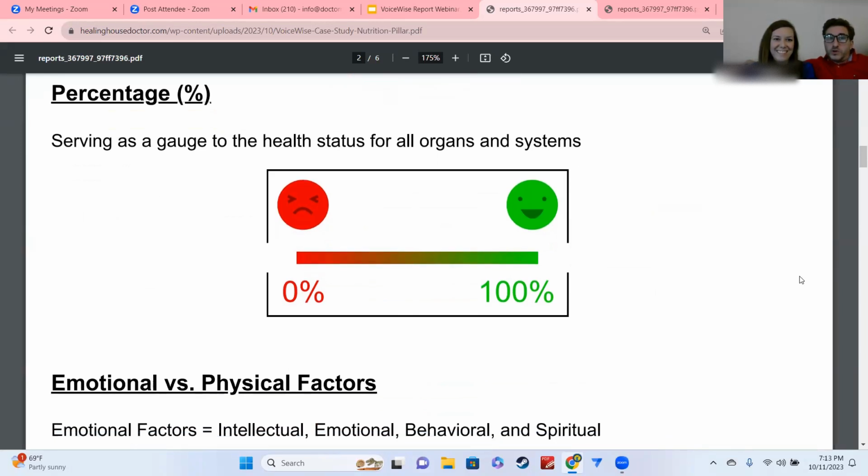Here's the key. So everything is broken out into percentages. We wanted to make it easy. 0 is not good, as you can see by the picture. 100% is great. Pretty much in this case, it's 50% or more is passing. So you really only need to consider supporting the items that are below 50%. So we always want to look for the lowest percentage first.